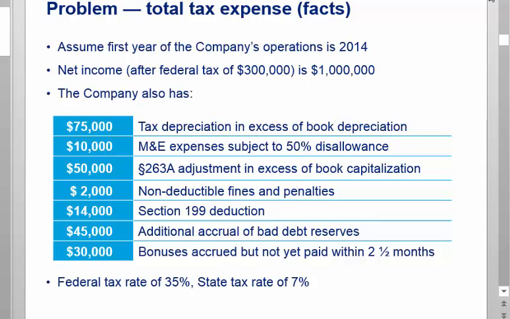Okay. Bonuses accrued but not yet paid. Marina. Temp. Okay. So federal rate of 35, state rate of 7. So this should be pretty easy, right? Treat this as the exam. The question is, could you do the provision for this?